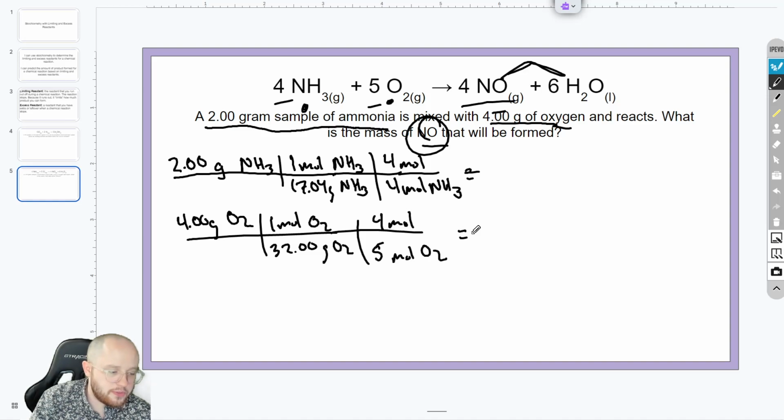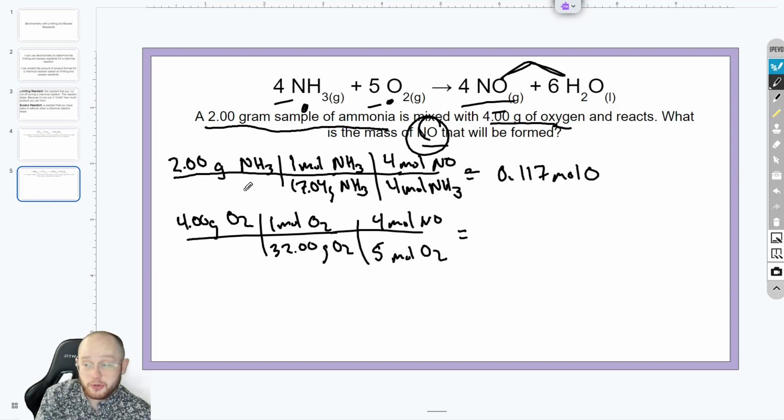I put those values into my calculator. I get 0.117 moles of NO if 2.00 grams of ammonia completely react. But I don't know if that is a true statement or not. I don't know if all of this reacts. I put this into my calculator. It tells me that if 4.00 grams of O2 reacts, then I will get 0.100 moles of nitrogen monoxide.